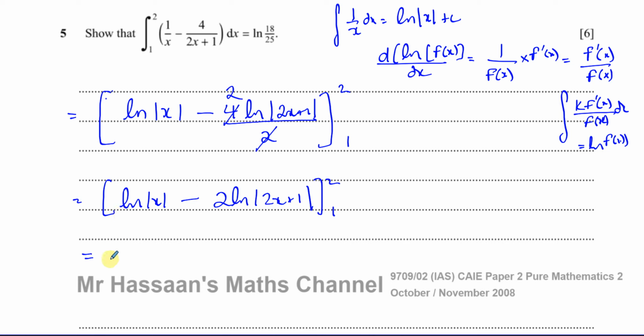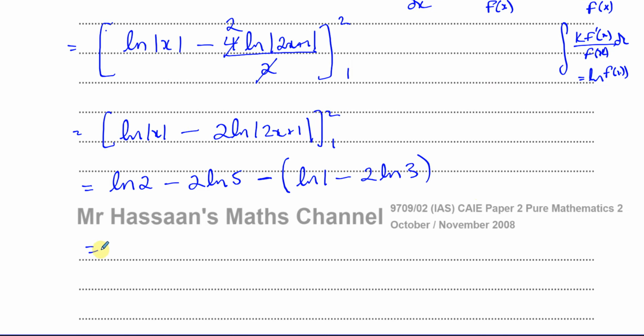So this will be the ln of 2. I don't need to put the modulus once I've put a positive value in here. I know it's going to be positive. If I put the modulus, it's going to end up with ln of 2 anyway, right? Minus 2 times the ln of 2 times 2, which is 4, plus 1 is 5, which is 2 times the ln of 5, minus, and then bracket, I'll have the ln of 1, put 1 in here, minus 2 times the ln of, that's 2 times 1, which is 2 plus 1, which is 3. That's going to give you 2 ln 3.